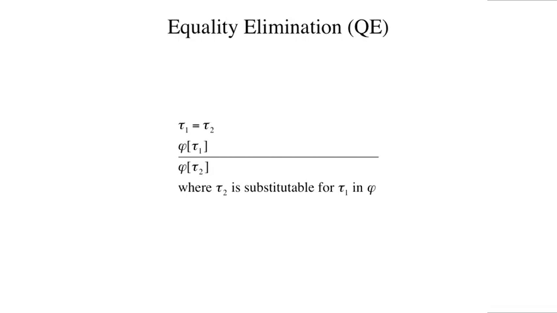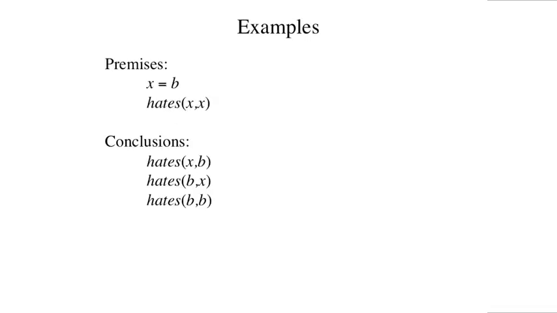Note that the equation in the equality elimination rule can be used in either direction. That is, an occurrence of tau 1 can be replaced by tau 2, or an occurrence of tau 2 can be replaced by tau 1. For example, if we have the identity x equals b and the sentence hates of x, x, we can infer hates of x, b. We can also infer hates of b, x. And we can even infer hates of b, b.